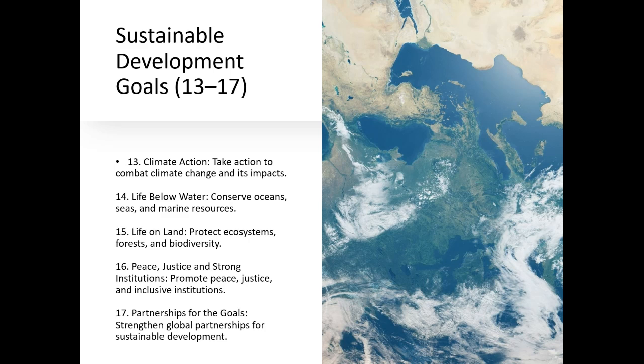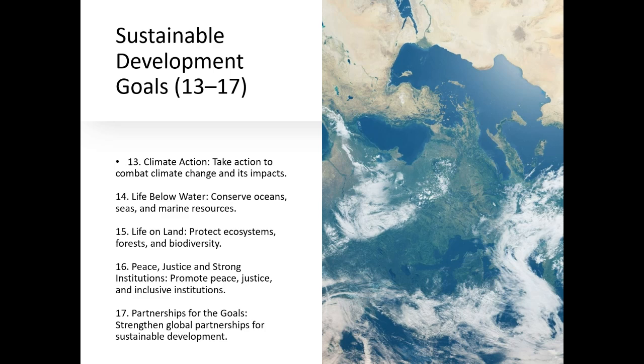And then number 14, life below water, conserving oceans, seas, and marine resources. And for those that do not live near oceans and seas, this might seem like a very far off topic, but there is great emphasis now on looking at the sea, how does it sustain lives, the ecosystems, and so on. Then also life on land, also linking to ecosystems, forests and biodiversity, and often life below and life on land have very strong links to each other.